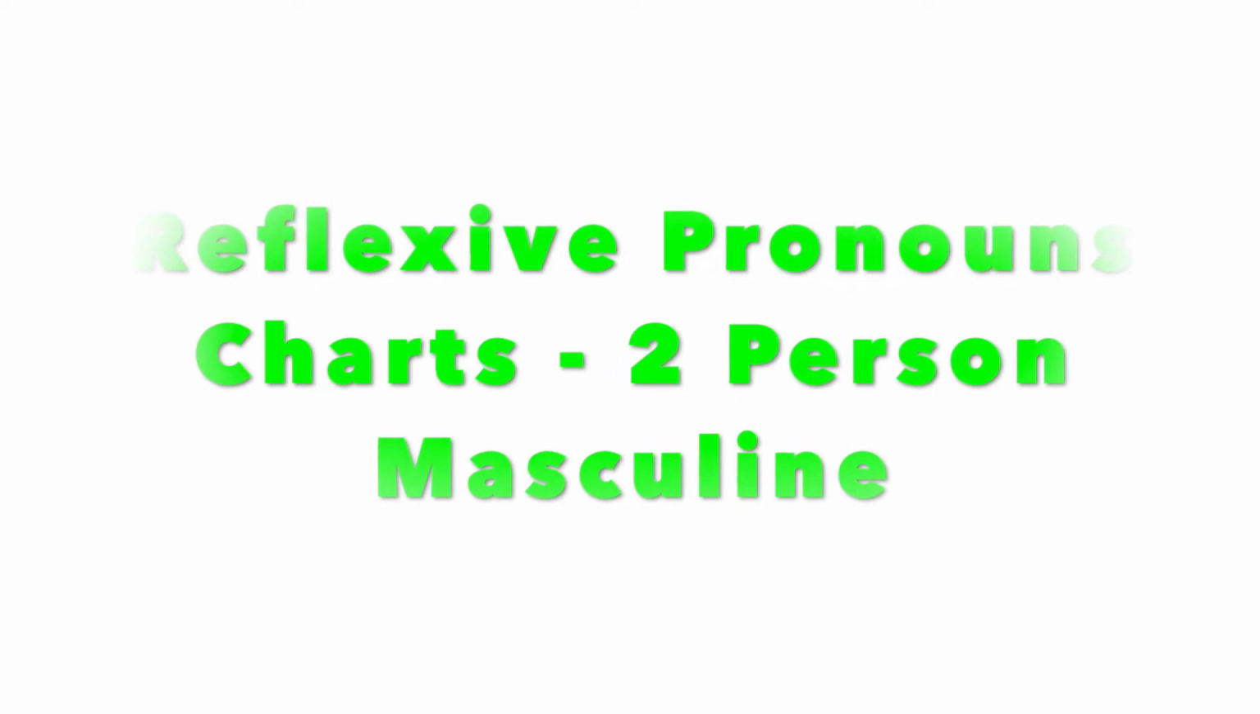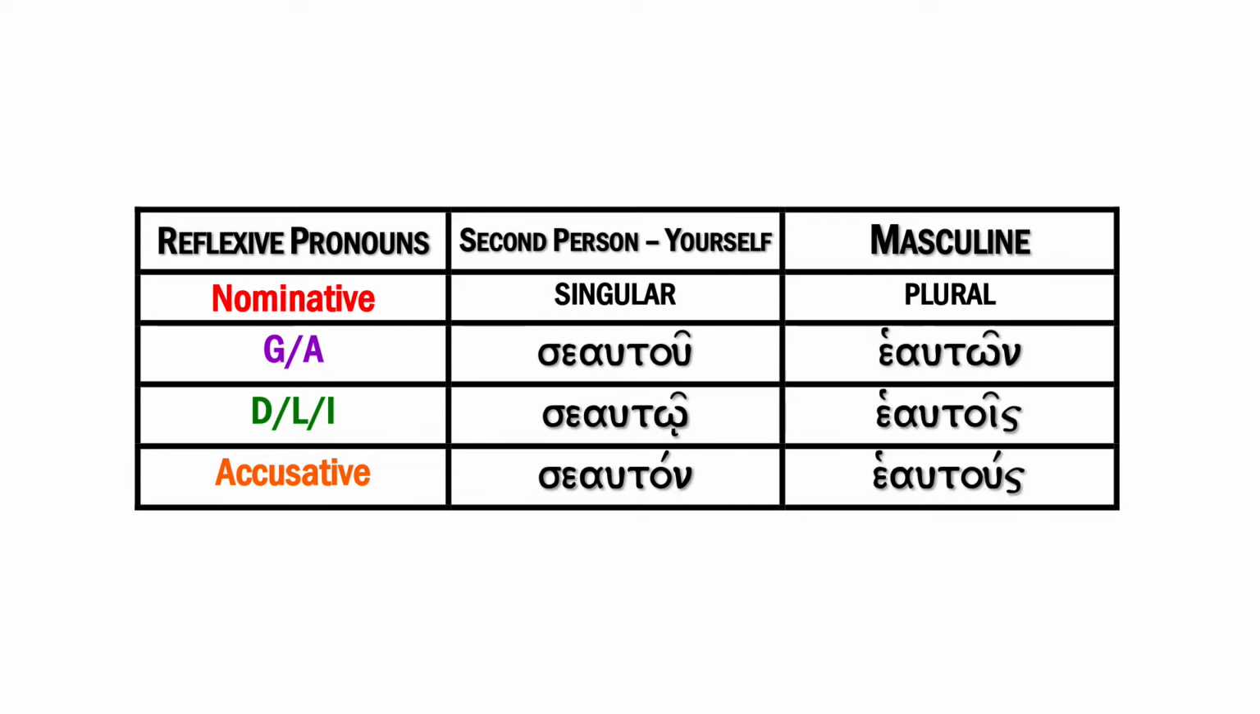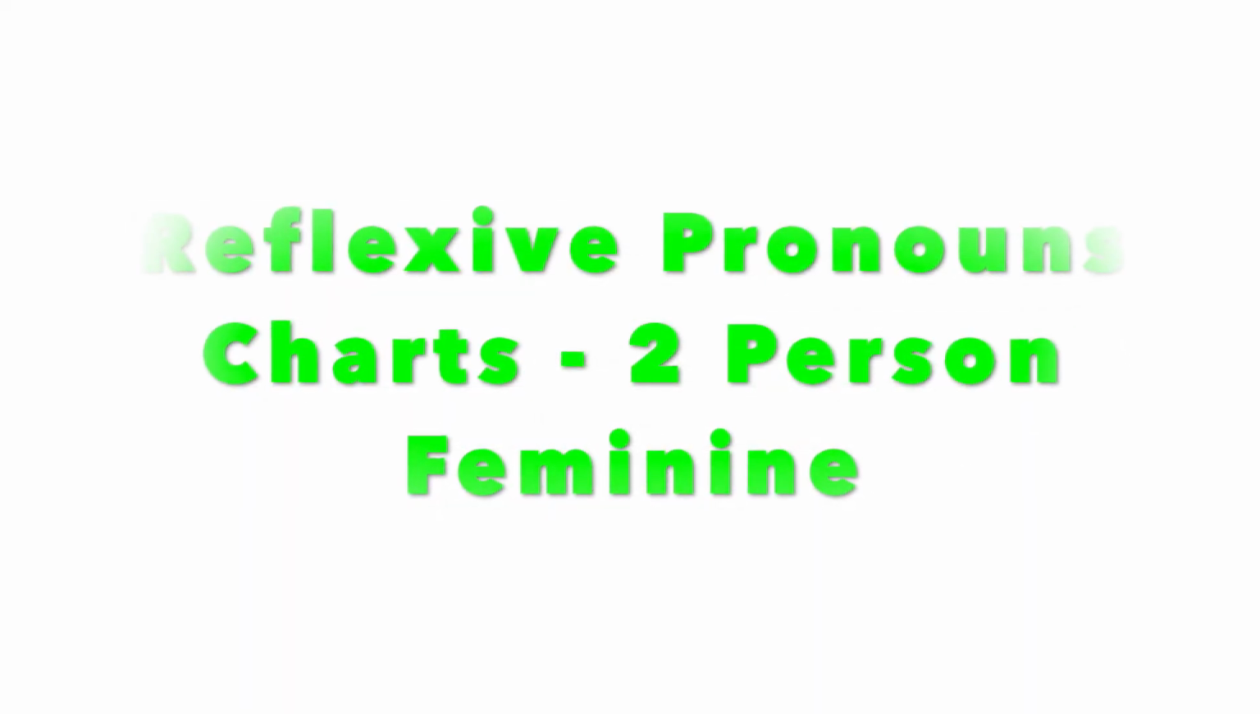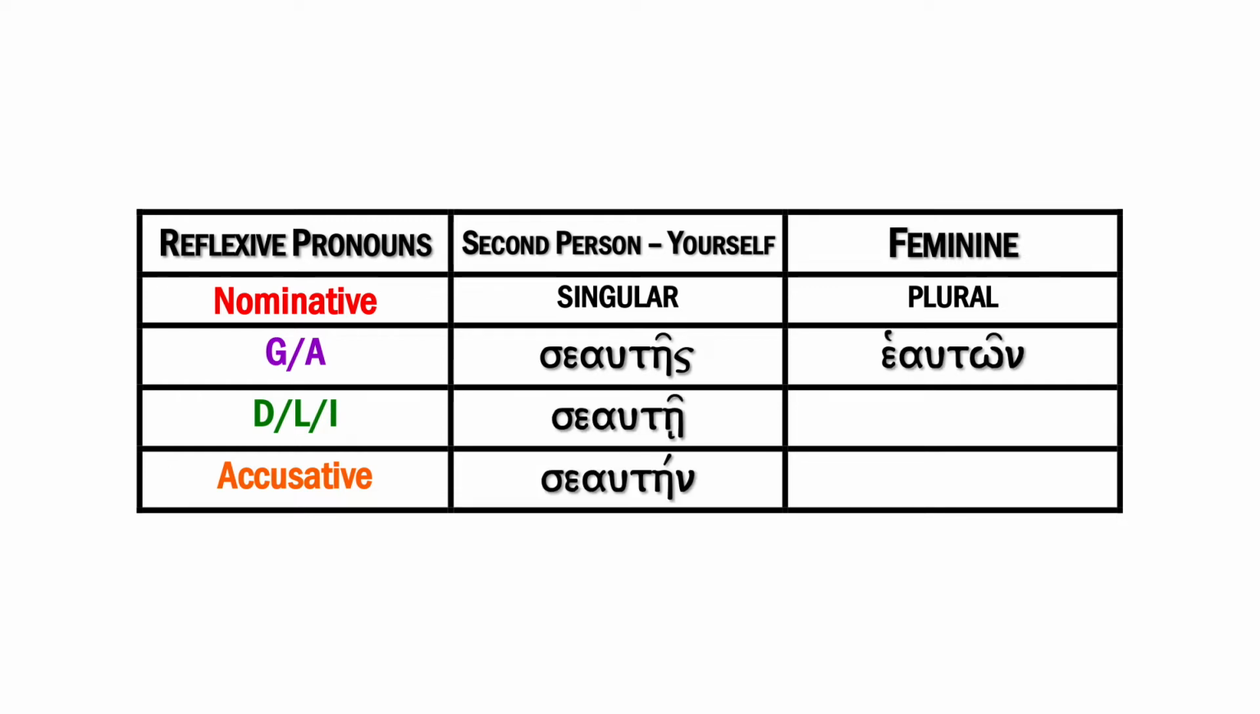Now we're going to move on to the second person, starting with the masculine forms. Seautu, seauto, seauton, heauton, heautois, heautous. And now the forms for second person feminine. Seautes, seaute, seautain, heauton, heautes, heautas.